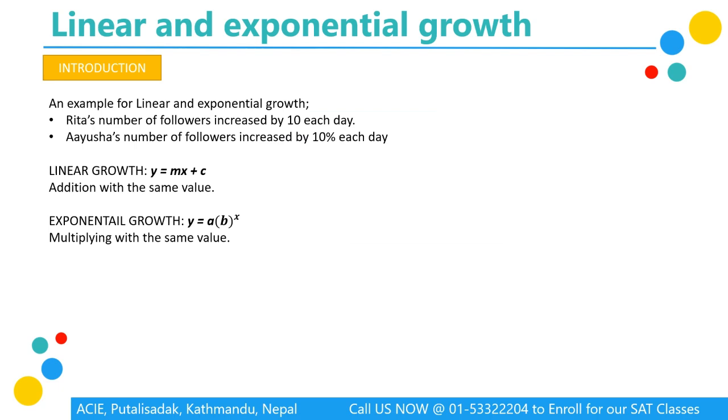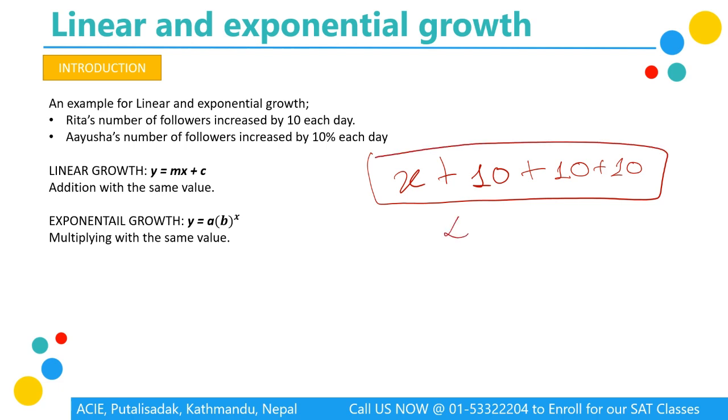Introduction. An example for linear and exponential growth can probably be the best way of explaining how it works. Rita's number of followers increased by 10 each day, which means that if she had X number of followers on Sunday, she had X plus 10 on Monday, X plus 10 plus 10 on Tuesday, X plus 10 plus 10 plus 10 on Wednesday. This shows a linear relationship of the number of followers Rita has.